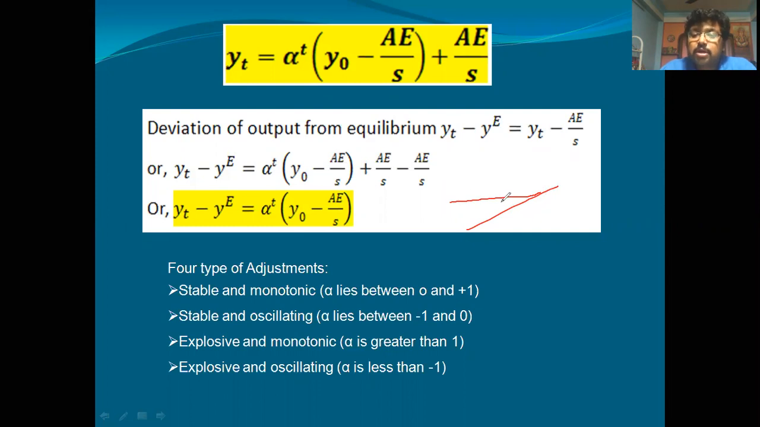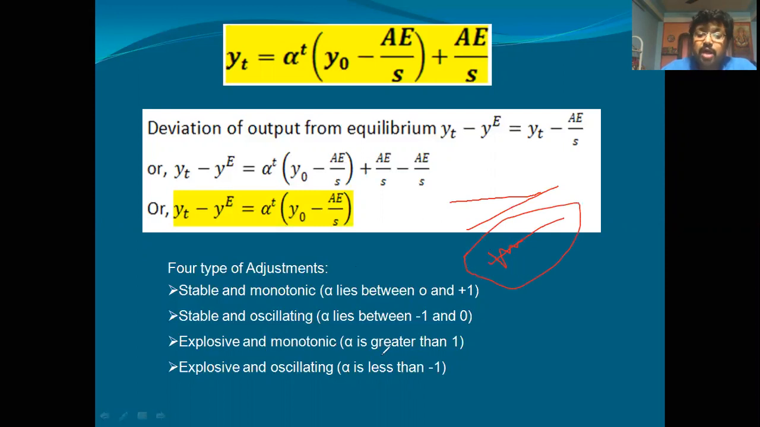It is continuously falling. And now if alpha lies between minus 1 and 0, then the adjustment is stable and oscillating. Stable and oscillating means, suppose this is the equilibrium path, and it starts from here, and in this way it will again come to the equilibrium path. So it is stable, and there is oscillation.